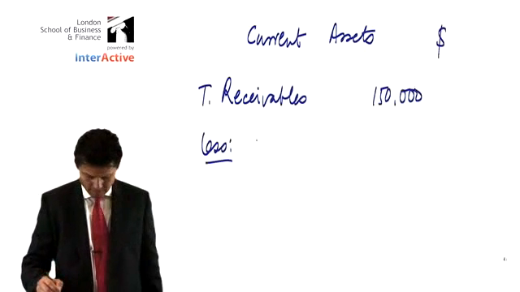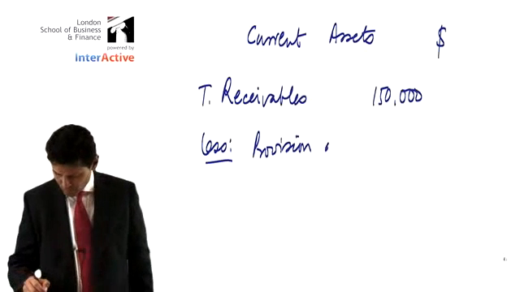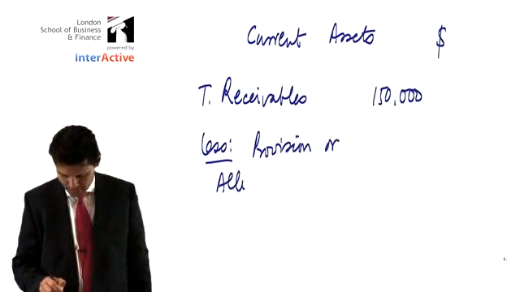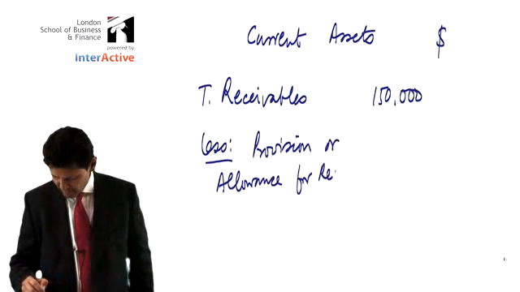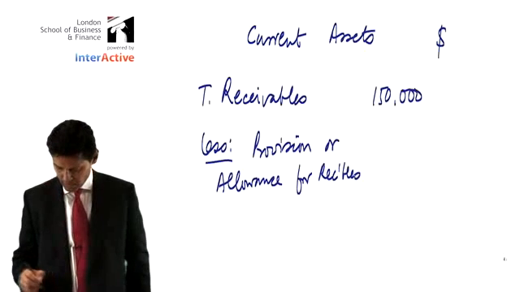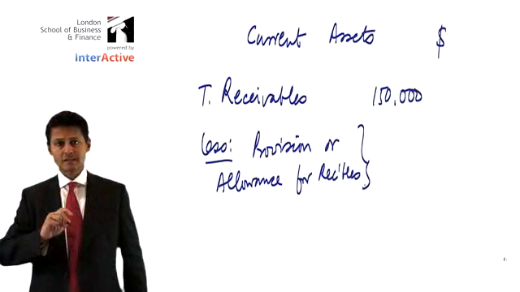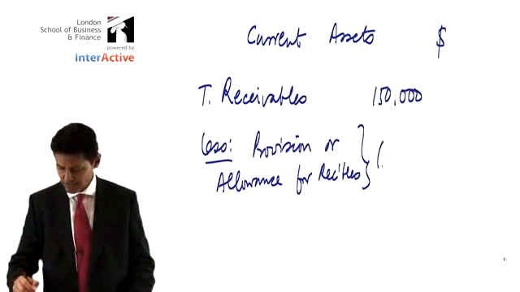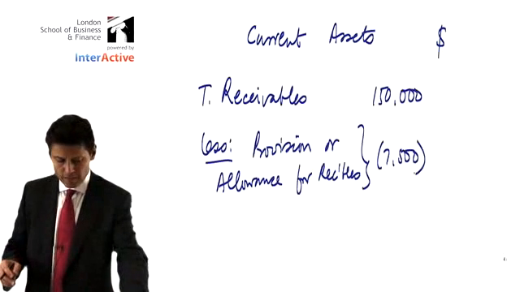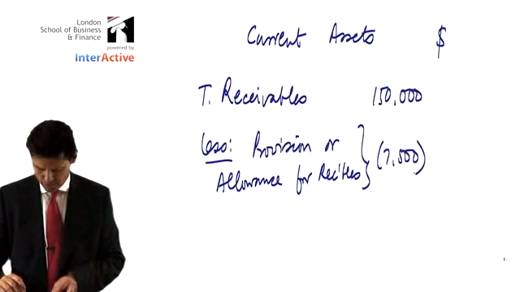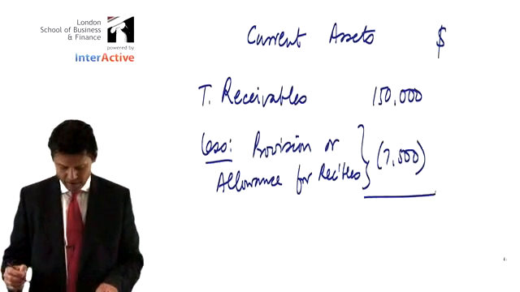Less the provision, or as it's called, allowance for doubtful debts or receivables, and that is, how much is that? You're right, 5%, 7,500. So if I do a net figure comparing those two, I find myself with 142,500.